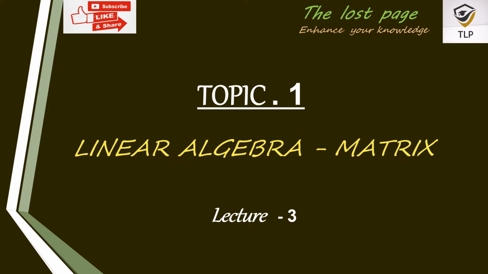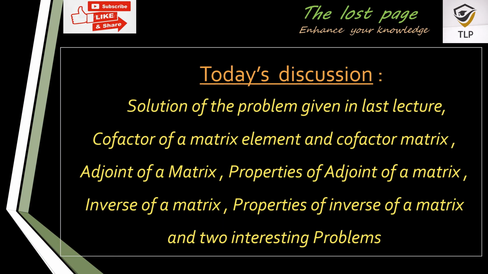Topic 1, Lecture 3, Linear Algebra: Matrix, and the next few lectures will be on this topic. Today we will discuss the solution of the problem given in the last lecture, cofactor of a matrix element and cofactor matrix, adjoint of a matrix, properties of adjoint of a matrix, inverse of a matrix and properties of inverse of a matrix, and at the end of this lecture I will give you two interesting problems.